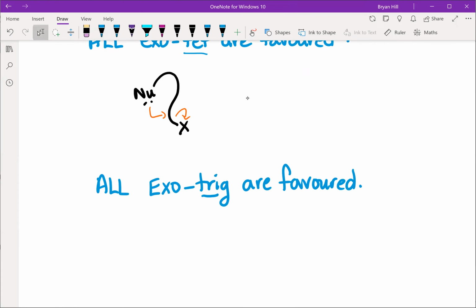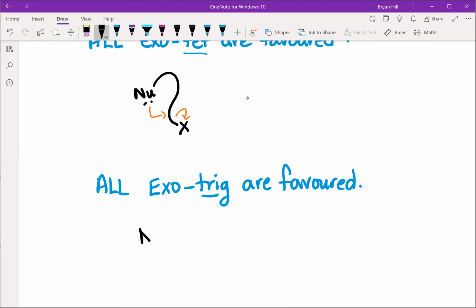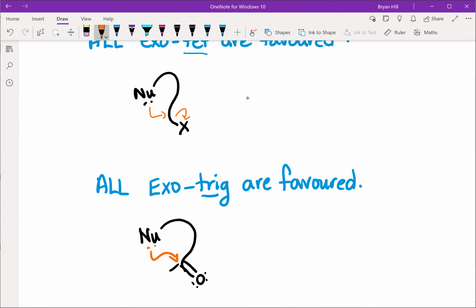So similarly, all exo trig cyclizations are favored. So nucleophile, say I'll draw oxygen there for whatever reason. And so all of these ones will also be favored.